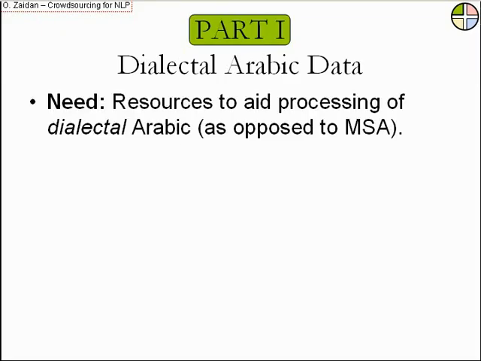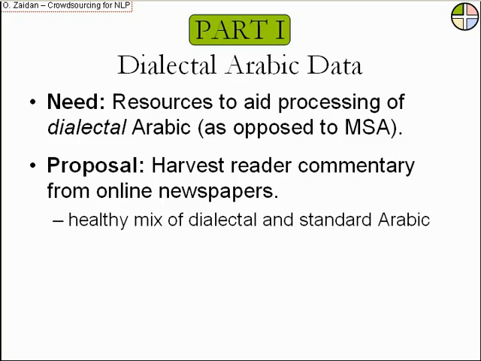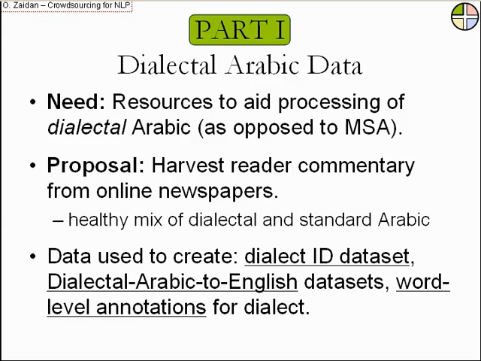Our main motivation here will be our need for data resources that can help us train systems specialized in dialectal varieties of Arabic. And our proposal will be to harvest large quantities of reader commentary from the online versions of Arabic newspapers, because that commentary has a healthy mix of both dialectal and standard Arabic. The data that we harvest will be used to create data sets for dialectal identification, dialectal Arabic to English translation, and we'll also design a task to collect word-level annotations of dialect.